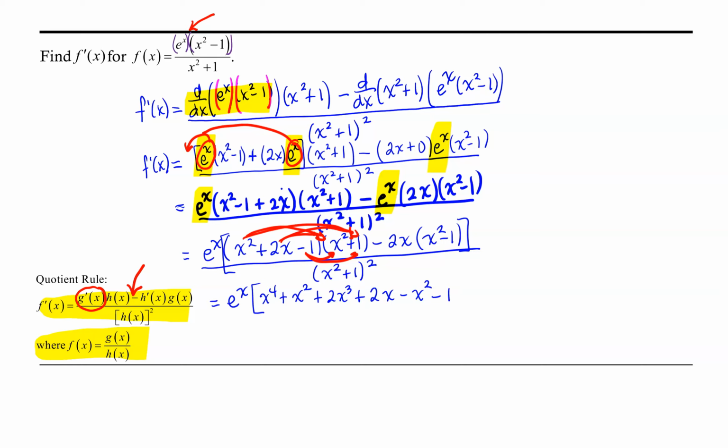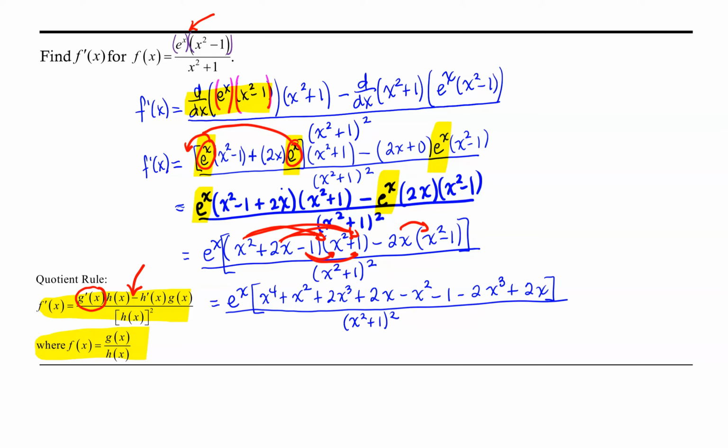And then now minus 2x times x squared. That's going to give us a minus 2x cubed. And then a minus 2x times negative 1. That'll give us a positive 2x. And then that whole numerator is over x squared plus 1 squared.